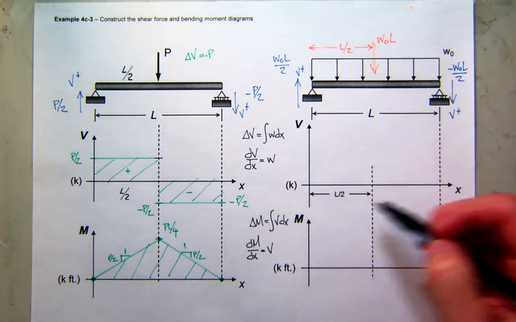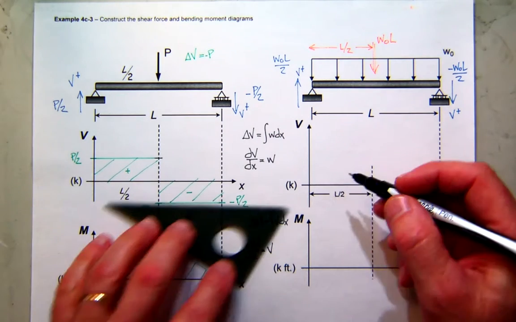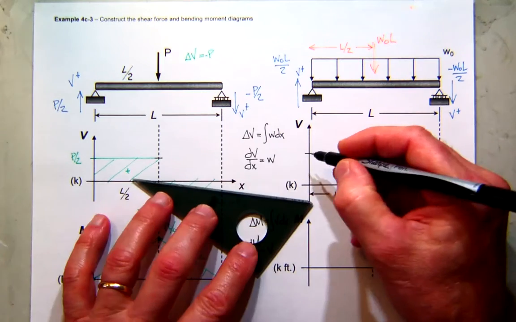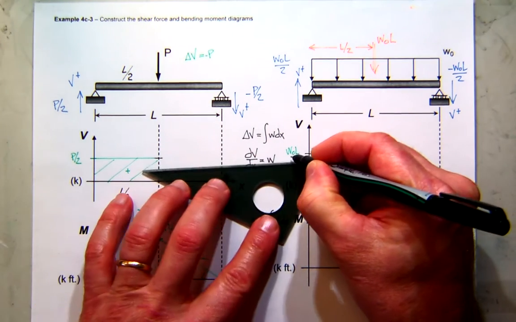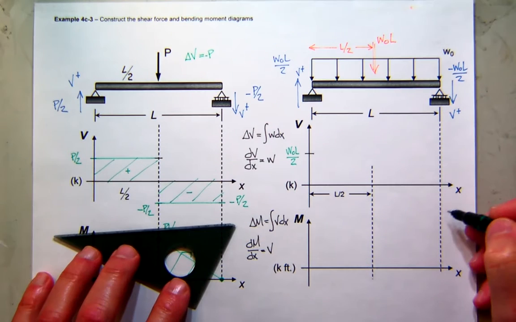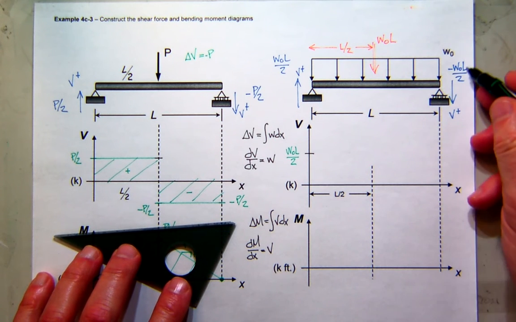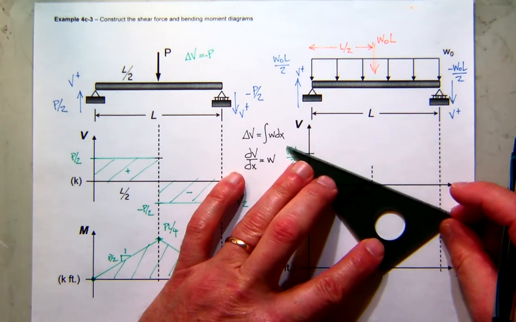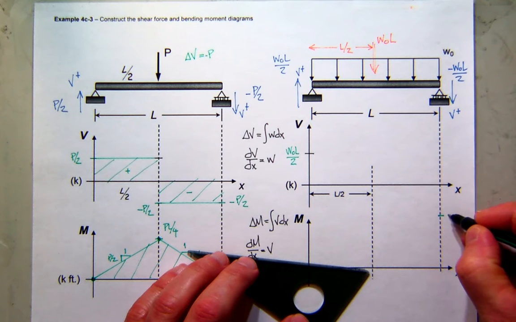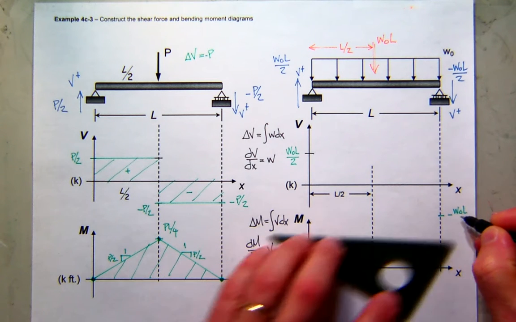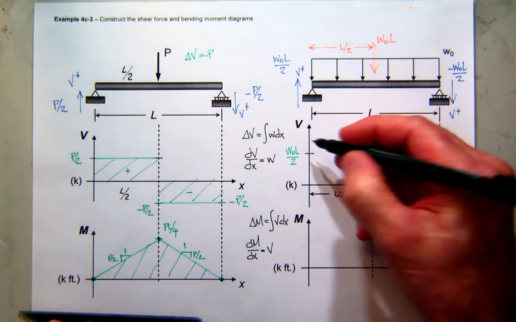So now we're ready to draw our shear diagram. Starting here at the left side, what's the value of our shear? It's positive, and it is W naught L over 2. And what's it on the right side? Negative. And that's my job to figure out if I can connect these two values.